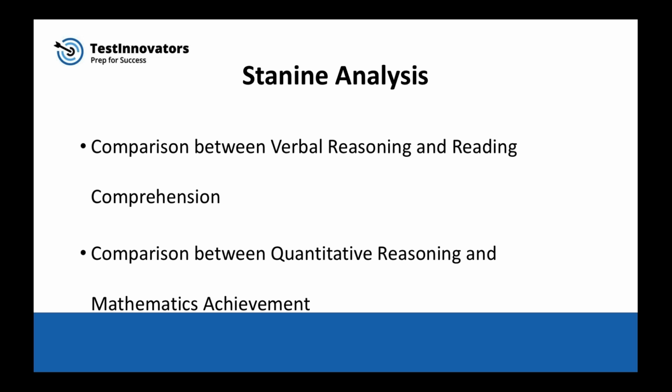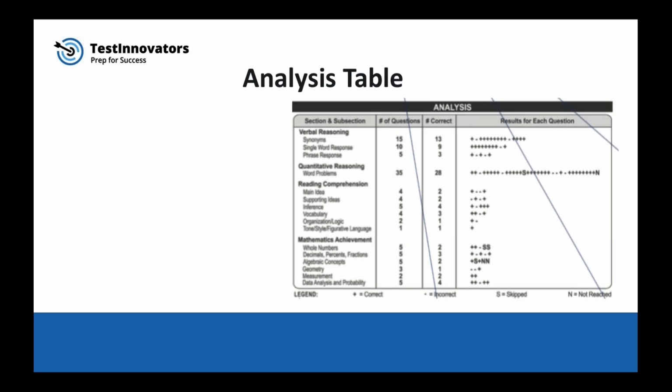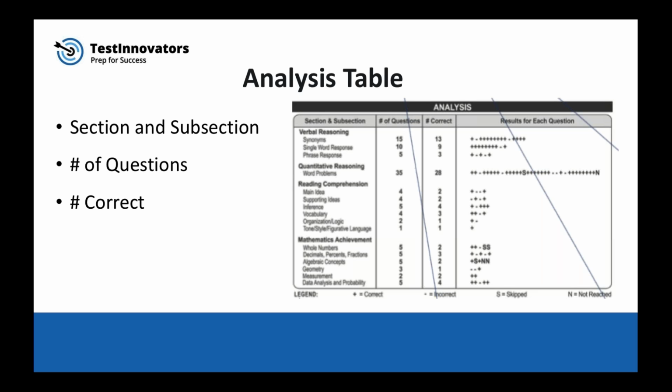All right, so that sums up the test profile section, so that top part of the score report. So now let's take a look at the analysis table, which comes down below. The analysis table is broken down by section and subsection, number of total questions for each subtype of problem, number of questions that you got correct, and then the results for each question. So let's talk through each of those.